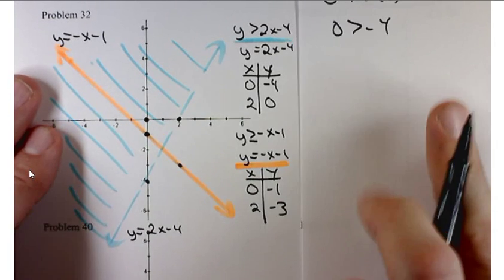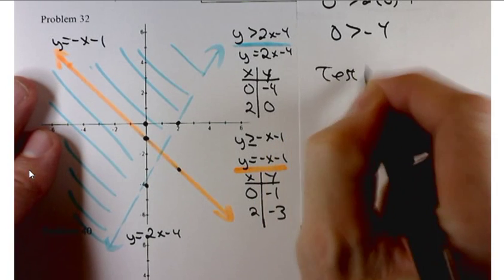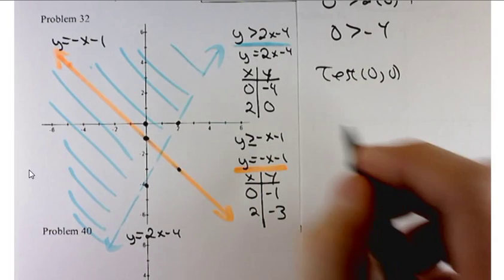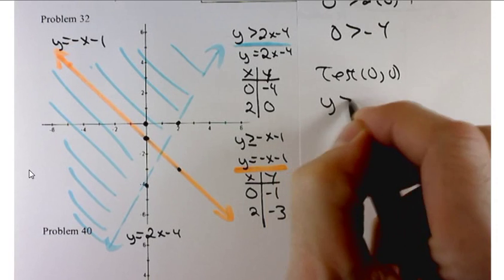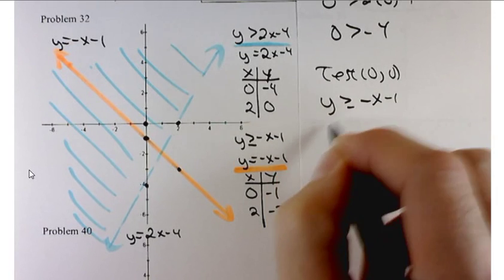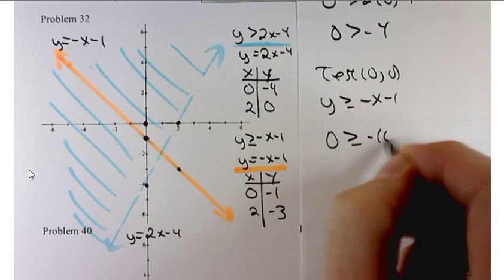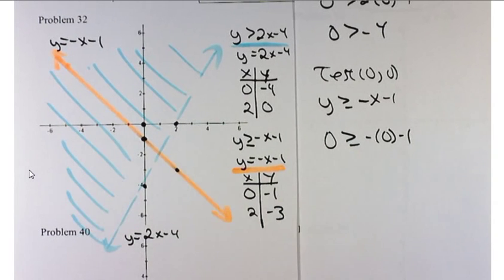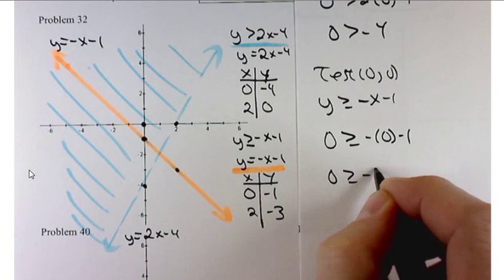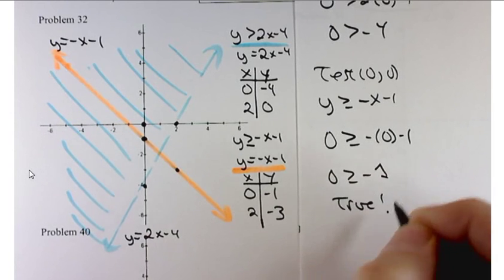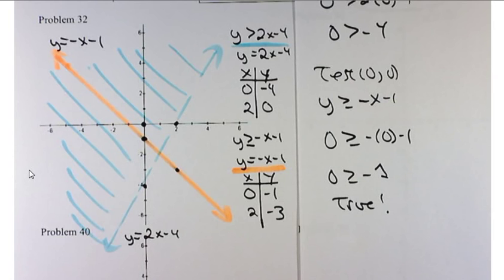So test 0, 0 again. This time we're going to test it in y is greater than or equal to negative x minus 1. Is 0 greater than or equal to negative of 0 minus 1? True or false? True. 0 is greater than or equal to negative 1 is true. What I want you to do is figure out where you're going to shade and then try and indicate the solution. See if you can figure out where you're going to shade and then the solution.